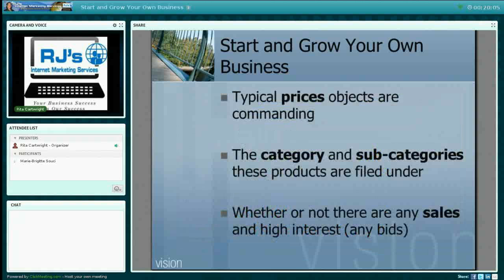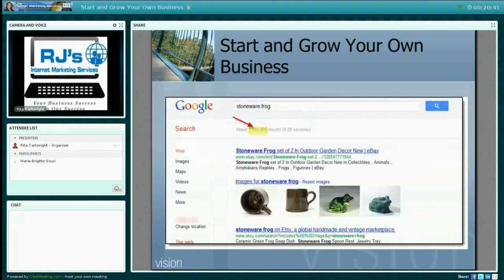And so go to eBay, check them out, and check out the different displayed fields. For example, the typical price objects are commanding, the categories and subcategories the products are filed under, or whether or not there are any sales or any bids, or if there's any interest in those products. And so obviously there's a market for stoneware frogs.